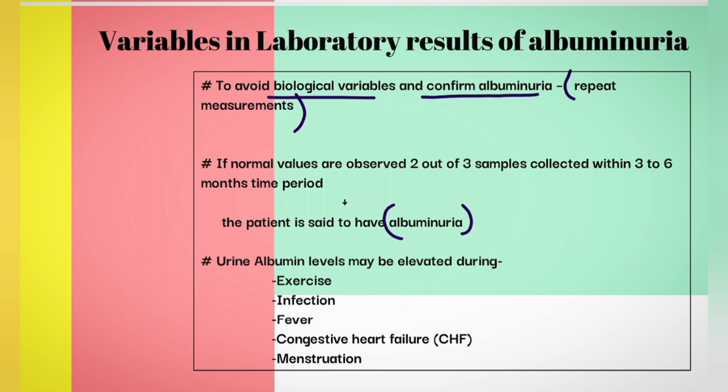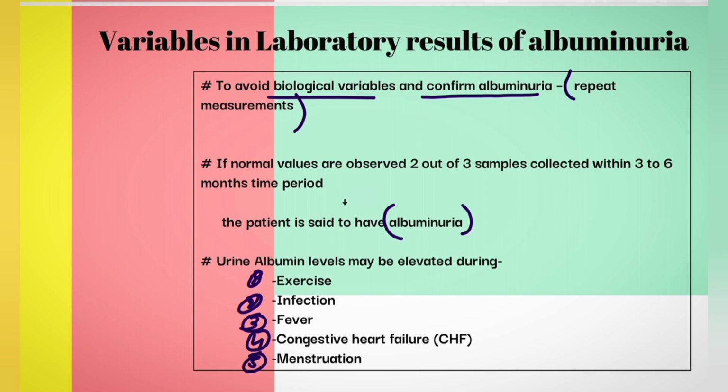This urine albumin level can be affected in various conditions like exercise, infection, fever, congestive heart failure, and also during menstruation.